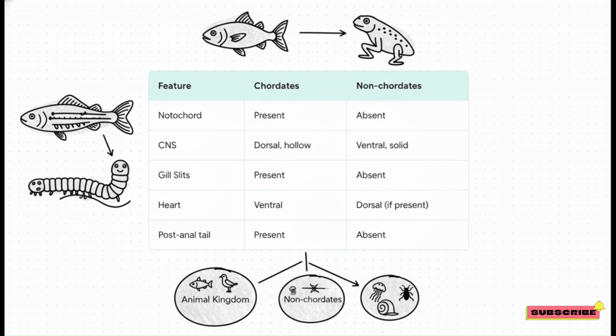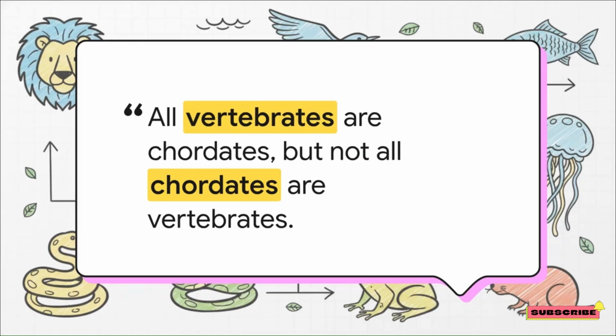Just look at the central nervous system. For us, it's dorsal, meaning along our back, and hollow. For non-chordates, it's ventral, along their front, and solid. Our whole body plan is basically a mirror image of theirs, and it all goes back to that one feature, the notochord.